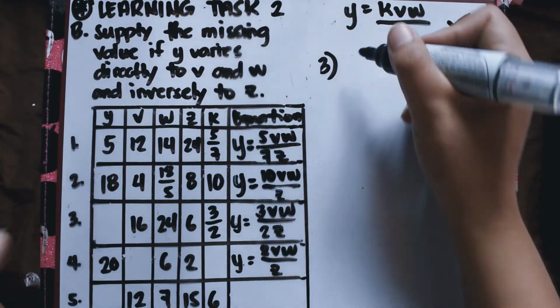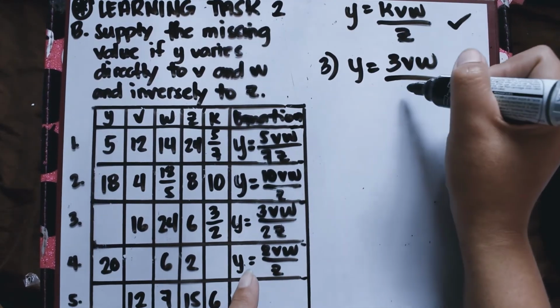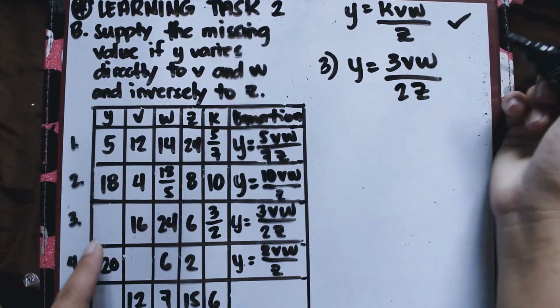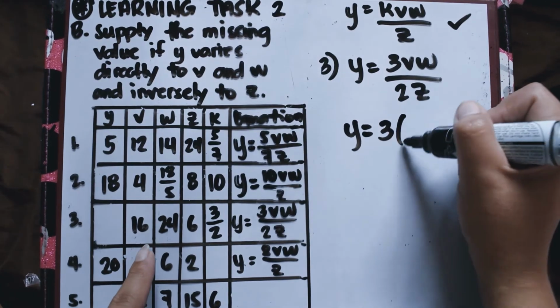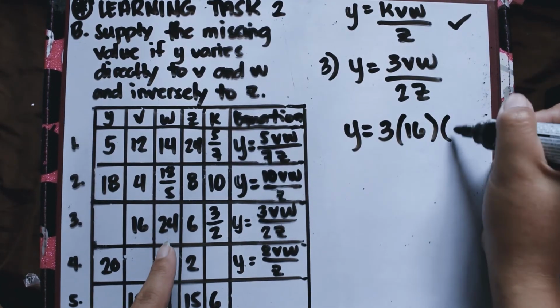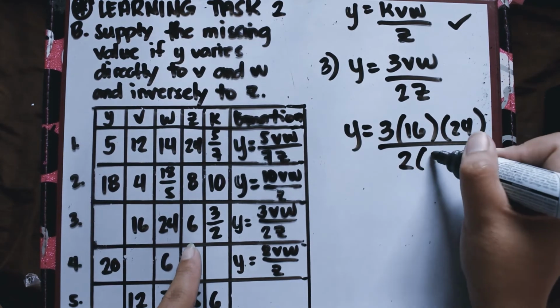Siyempre, using our equation na given na po. So, y is equal to 3vw/2z. So, substitute the value. Siyempre, si y yung hinahanap. So, therefore, wala. So, we have 3 times, ano yung ating v? 16. At yung ating w ay 24 all over 2 times z, which is yung ating 6.